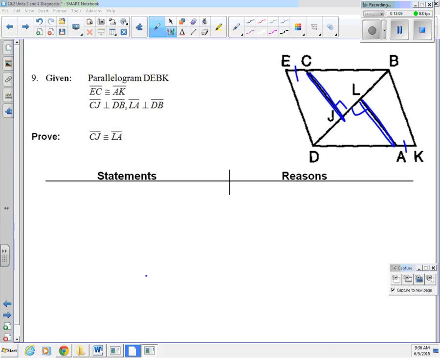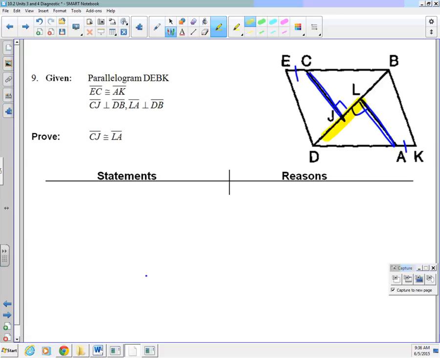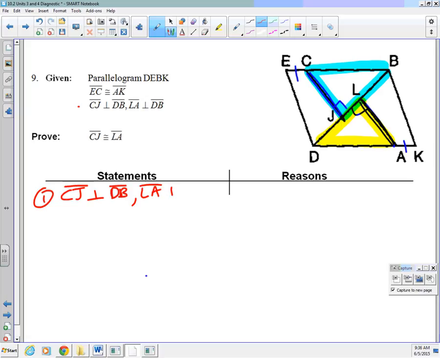So I want to try to target some triangles here, and just as a guess, I'm going to try to target this triangle and this triangle for congruency. These two triangles I'm going to target for congruency. So first things first, obviously we have a parallelogram. I have EC congruent to AK and the perpendicular. I'm actually going to start with the perpendicular givens because that gives me some free angles pretty quickly in those two triangles. I'm going to try to write as small as I can so I keep the picture on.